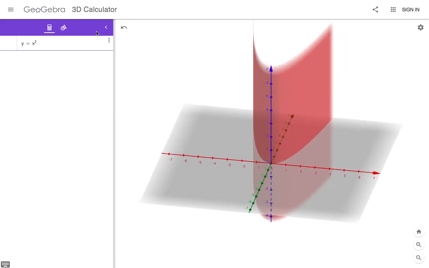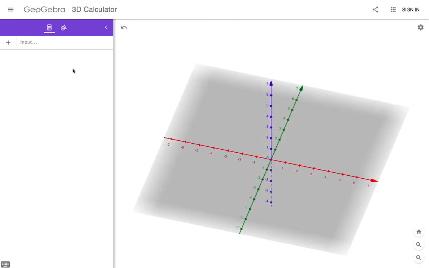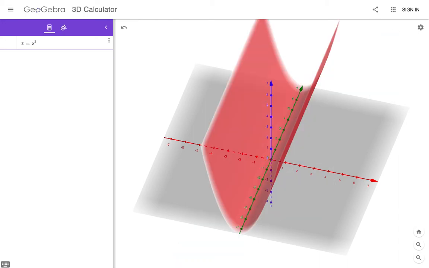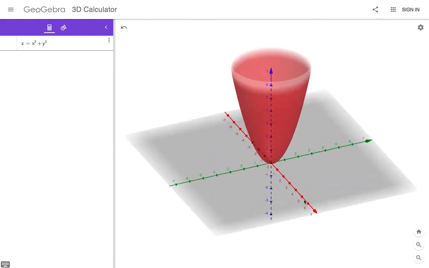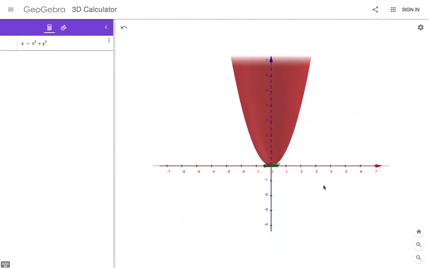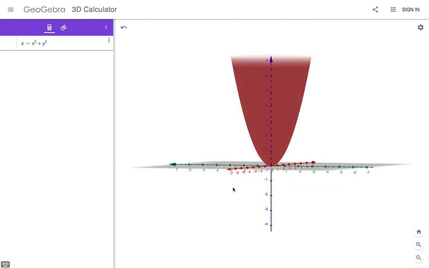Okay. Last thing I'll show you, and this is all just for fun: what if I wanted to do not just z equals x squared, but what if I added in a y squared here? What do you think would happen there? I get a paraboloid. Okay, it's a parabola in any direction that I look at it, perpendicular to the z-axis.